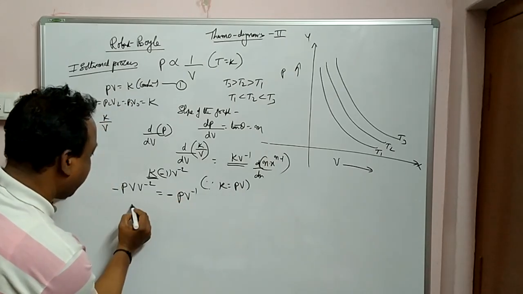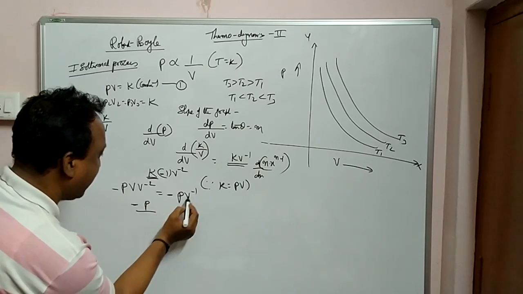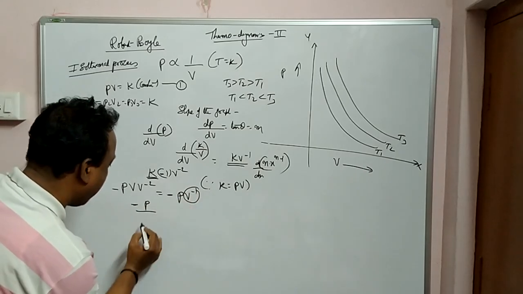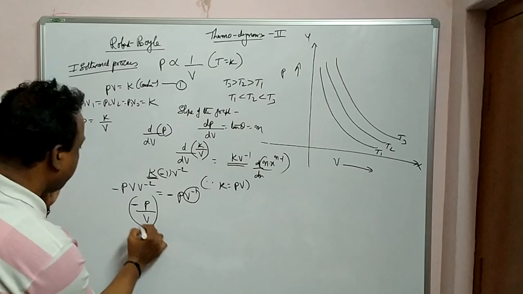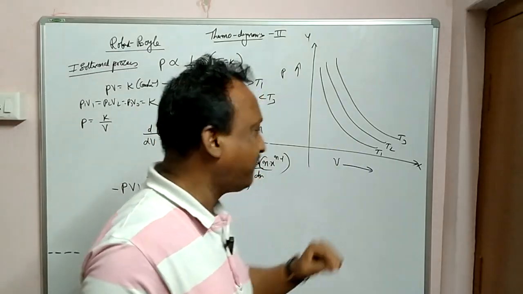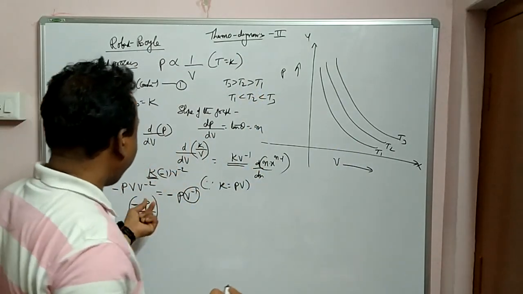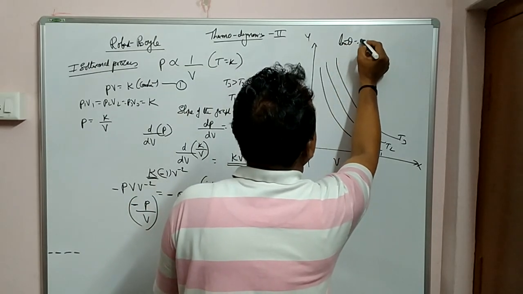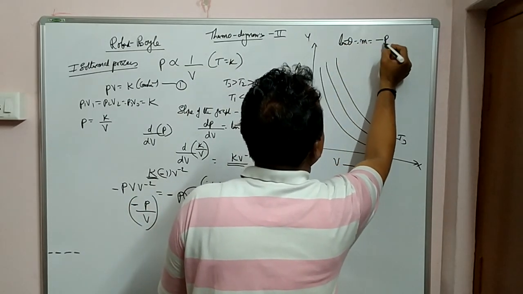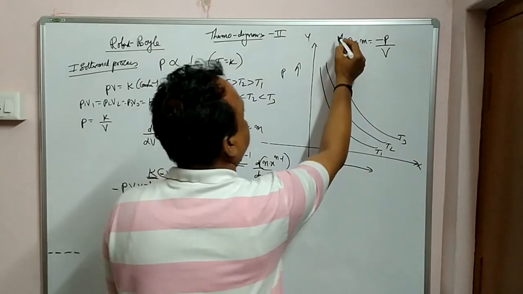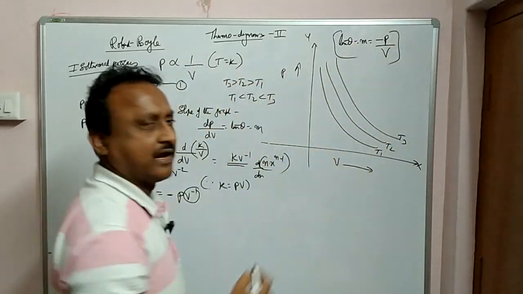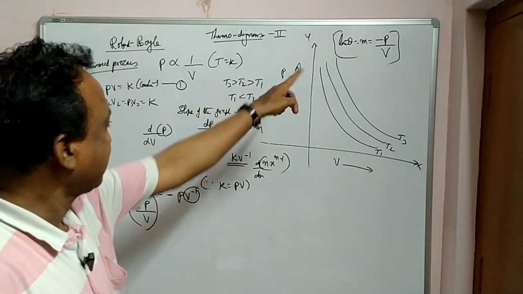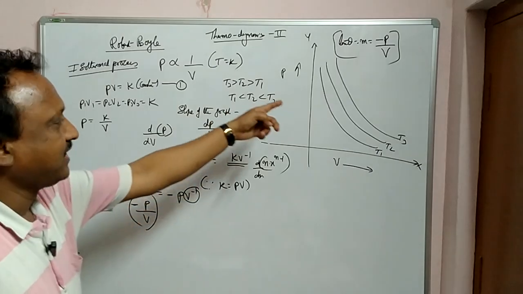Or you can write this as minus P by V, since the negative power comes down and becomes V. So what is the final slope of this graph? That is minus P by V. Slope is tan theta. ఎంత అయింది? Minus P by V. Very very important, in the examination they ask this regularly. So this is how you have to calculate the slope of the graph.